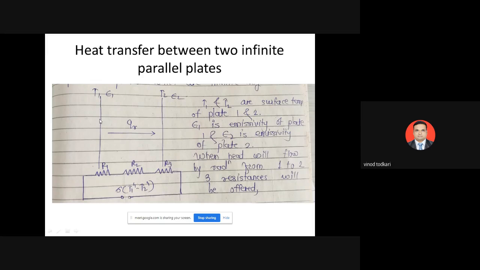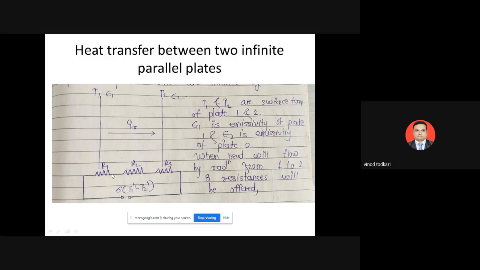What is R1? Surface resistance of plate 1. What is R2? Shape resistance of plate 1 with respect to 2. And what is R3? Surface resistance of plate 2. See, the formulas or the derivations or everything is very simple. Only thing is that the same concept is applied everywhere. Even if here there is plate 3, again there will be 3 resistances, right?